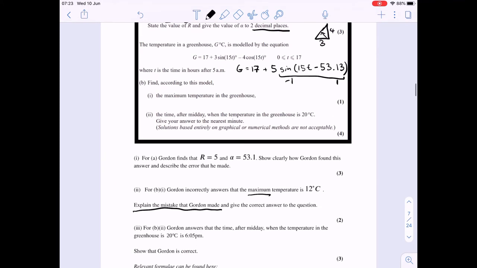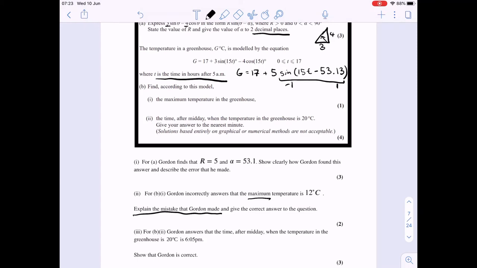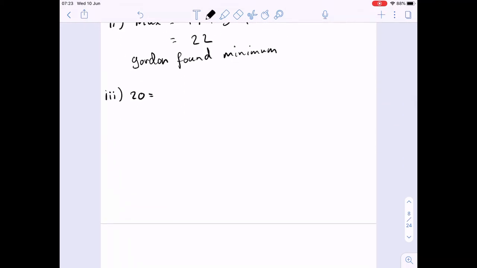So we need to have a look at the question. Let's just read this in a bit more detail. So it's in terms of t, and t is the time in hours after 5 a.m. Now that's going to be important. So when we solve this, we are looking at when g is 20. So 20 equals 17 plus 5 sine of theta minus 53.13. So 3 over 5 equals sine of theta minus 53.13. And if we inverse sine of 3 over 5, I get a value of 36.